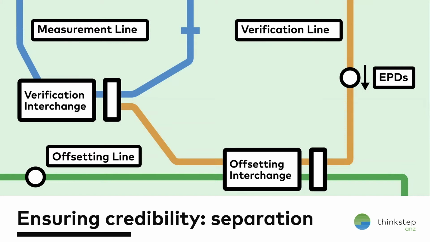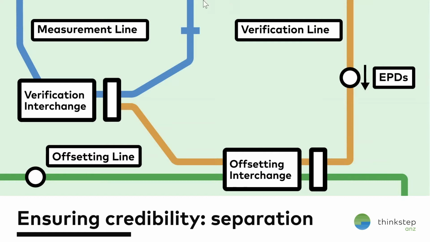It's another line, as you can see here. You can come to the offsetting interchange from two directions. You can come from measuring your carbon, getting that verified, or you can come via the EPD stop and swap over at the offsetting interchange.